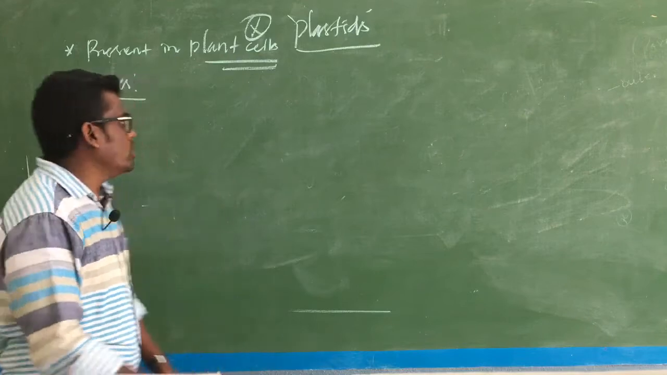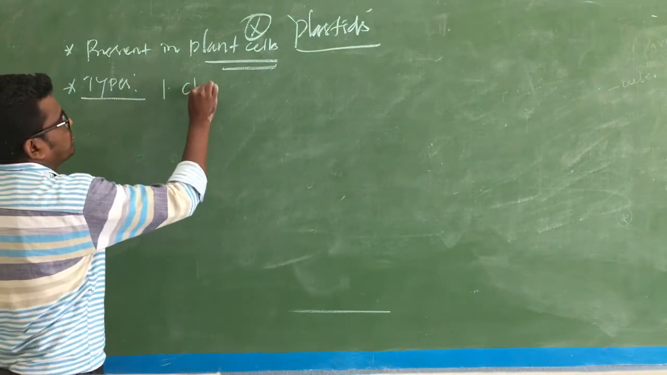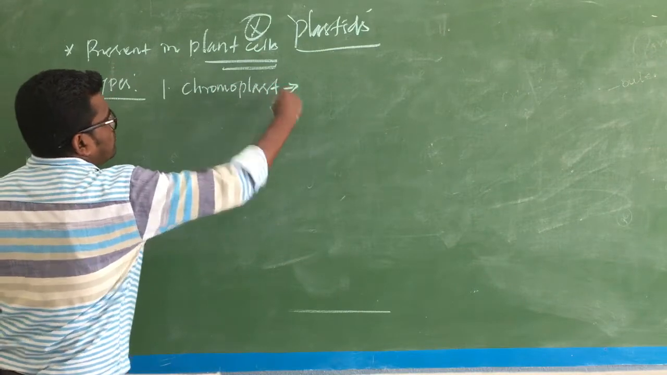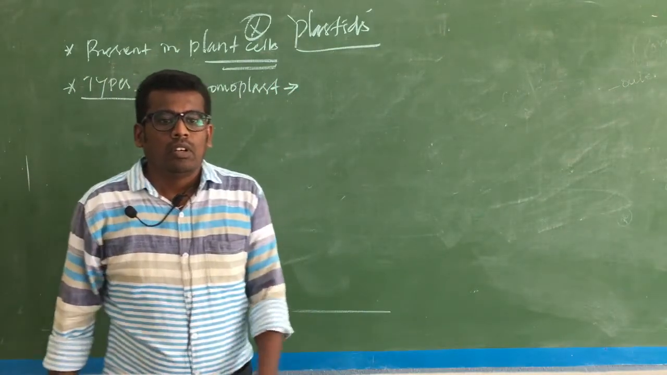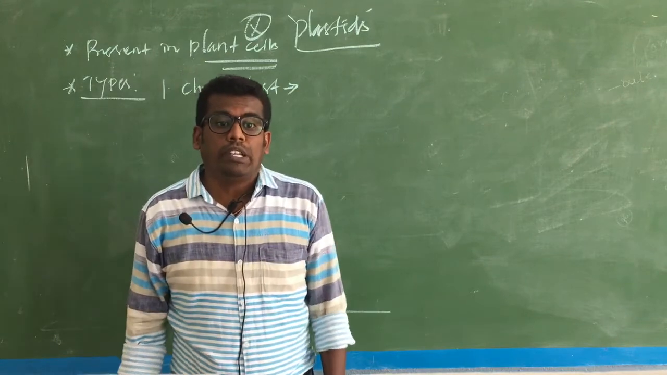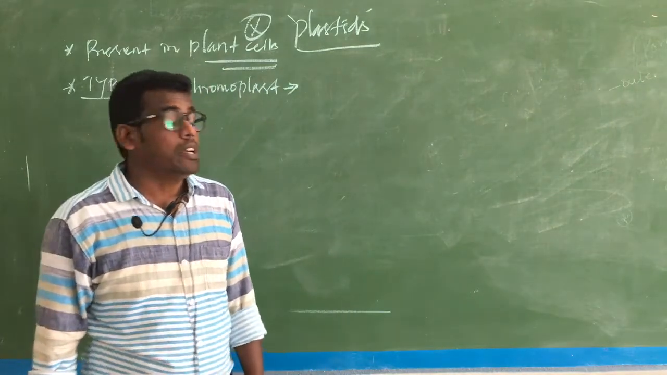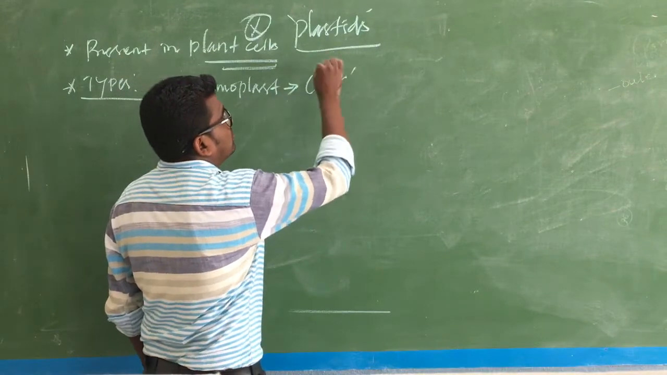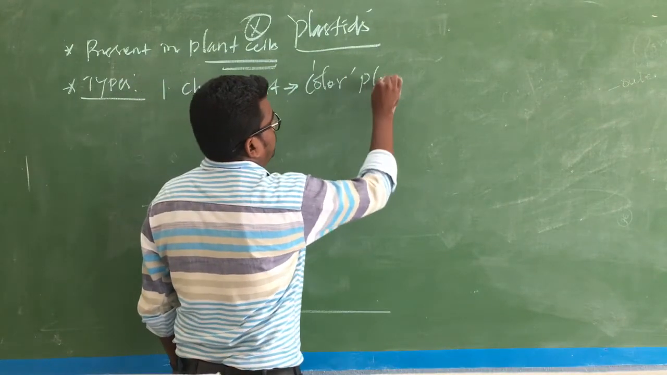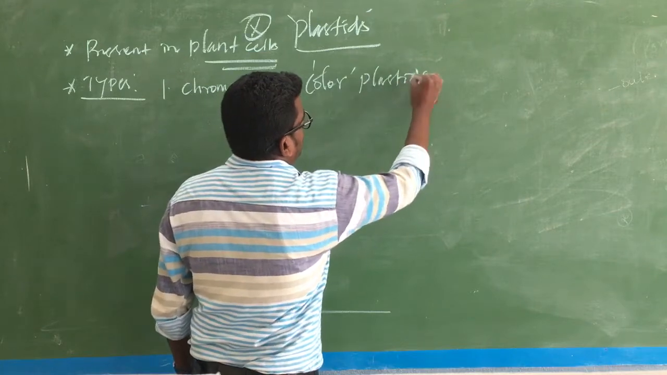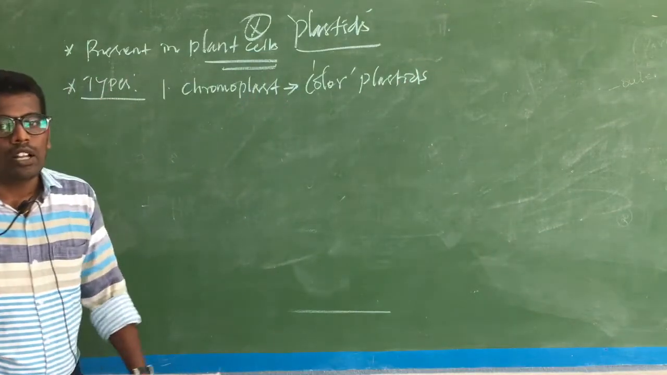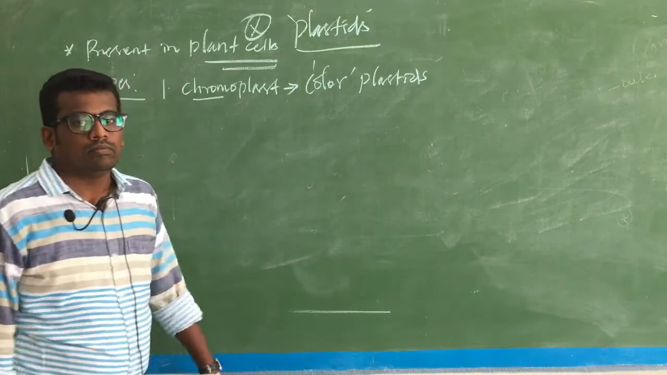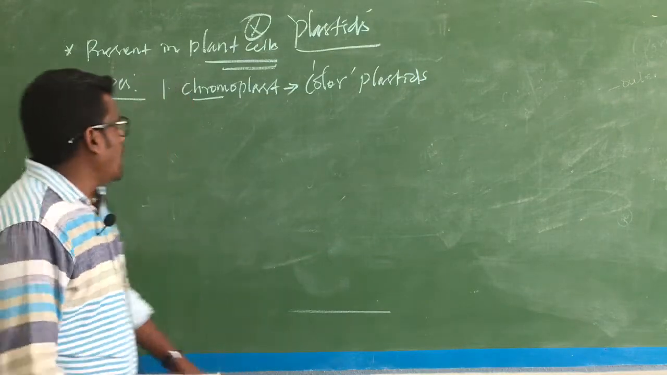The first type is chromoplast. What is a chromoplast? Colored pigments are present, so they are colored plastids. Chromo means color.